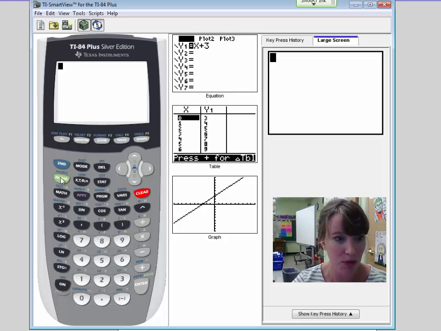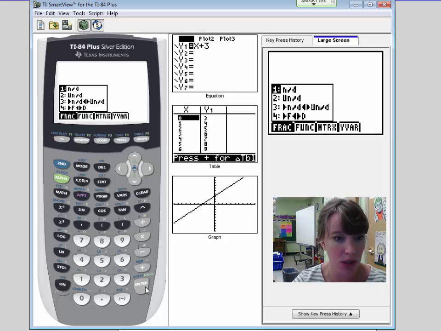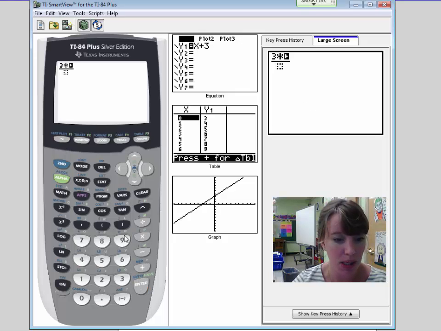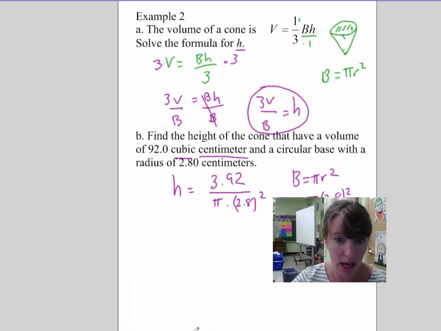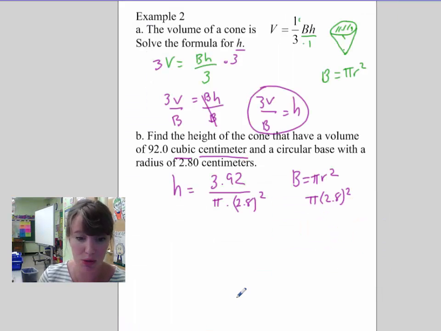Actually, let's put it all in as a fraction. So we have 3 times 92, and we are dividing that by pi times 2.8, and that's squared, okay? So here's my answer, 11.21, and the height is going to be in centimeters. So it's going to be 11.21 centimeters.